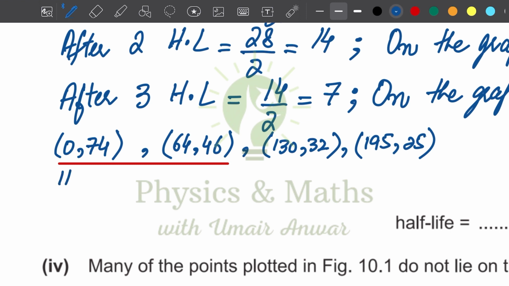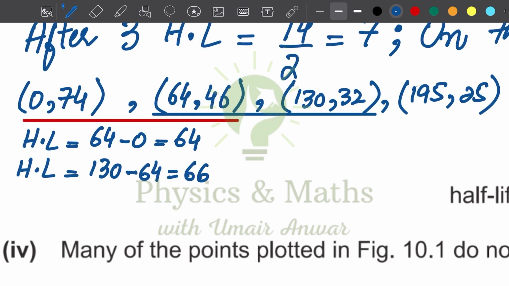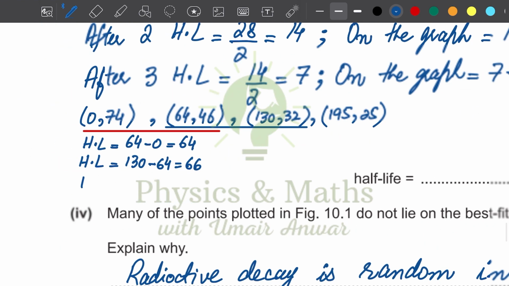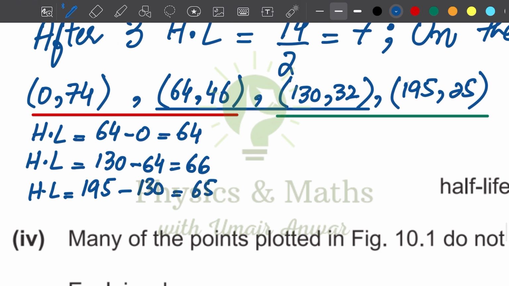So the first half-life we can calculate here by subtracting the value of time. So 64 minus 0 gives us a half-life of 64. Then if we use the second and the third point, the value of half-life we get is 130 minus 64, 66 over here. And now I would be using third and the fourth point as a pair. So the value of half-life we get is equal to 195 minus 130, and it is equal to 65.